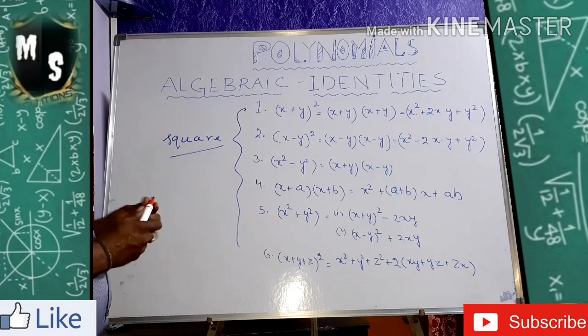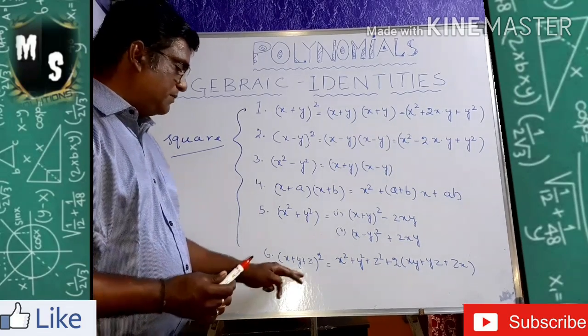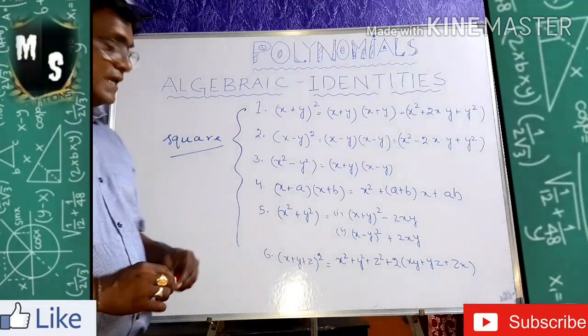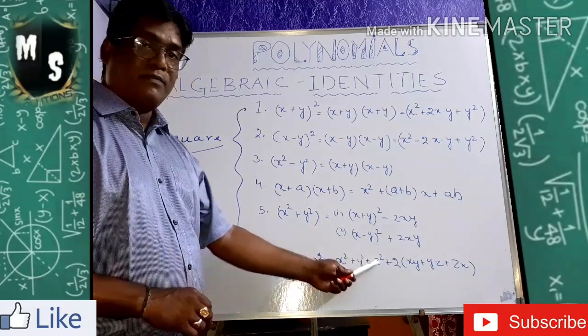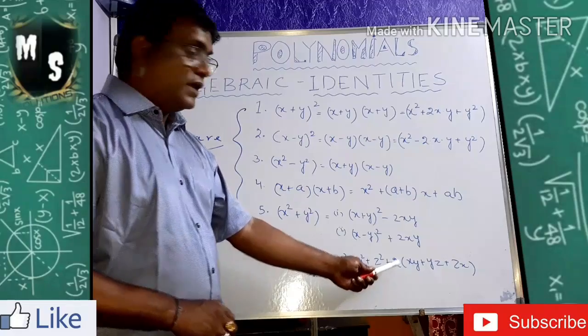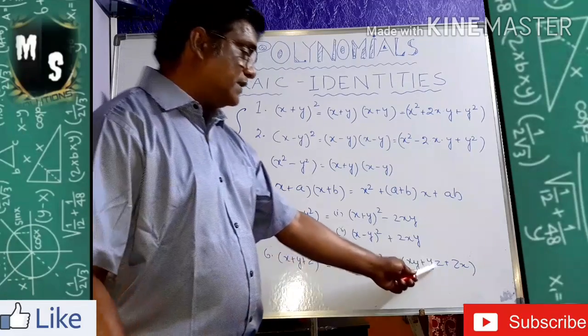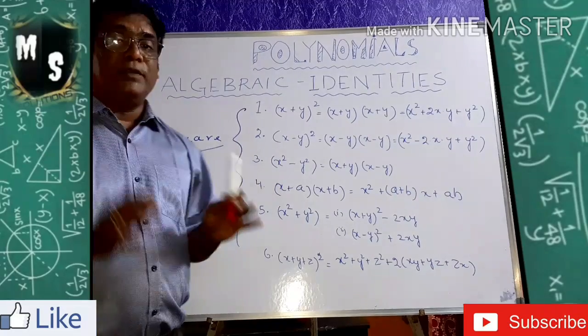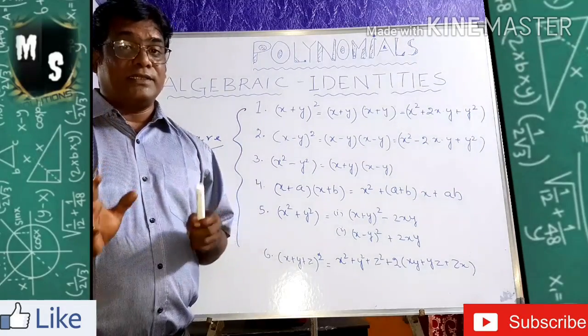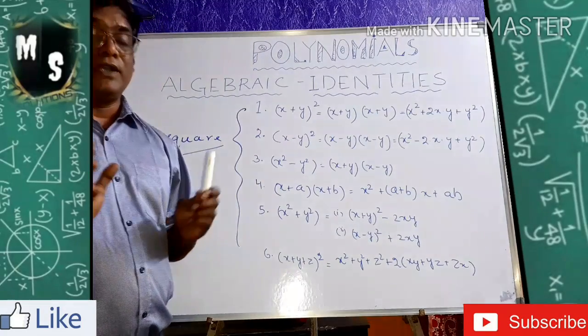Now you see another one, a plus b plus c whole square. That means x plus y plus z whole square, which is x square plus y square plus z square plus 2 into xy plus yz plus zx. These are very important formulas to remember, and in factorization these formulas often come.